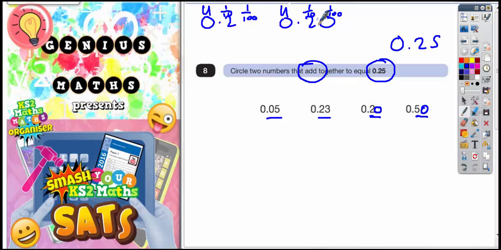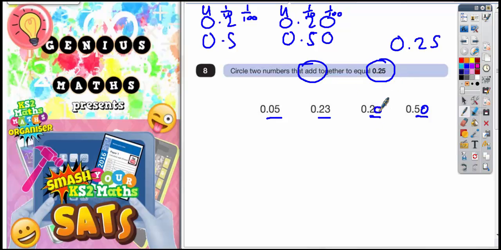0.2 and 0.20 mean the same thing. And for the same reason, 0.5 and 0.50 mean the same thing. It just means no hundredths. Okay? From there, it should be fairly obvious on how to make 0.25.